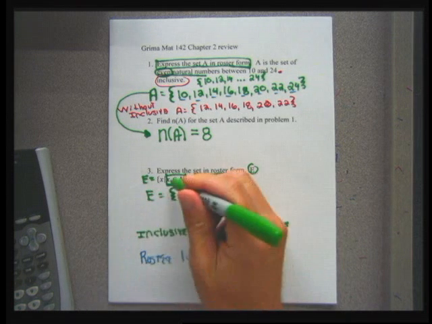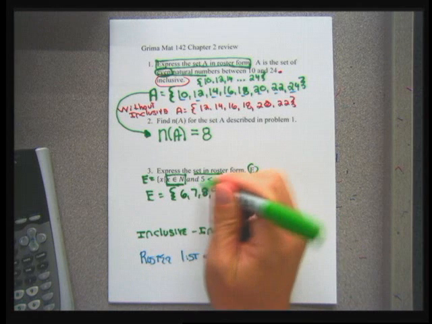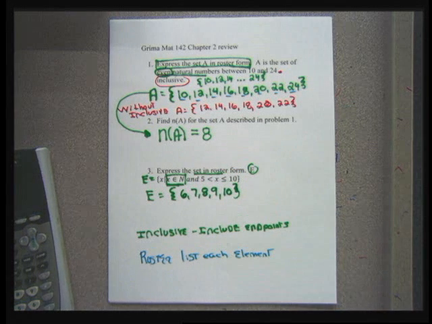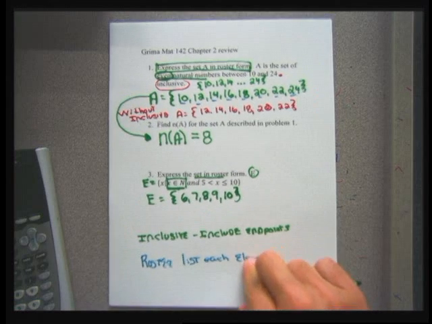So x is a natural number. It's bigger than 5, less than or equal to 10. I don't include the 5 because x is not allowed to equal 5, so I start off with 6. I do include the 10 because of the or equal to part. So those are moderately friendly problems. Hopefully they go quickly on the test.